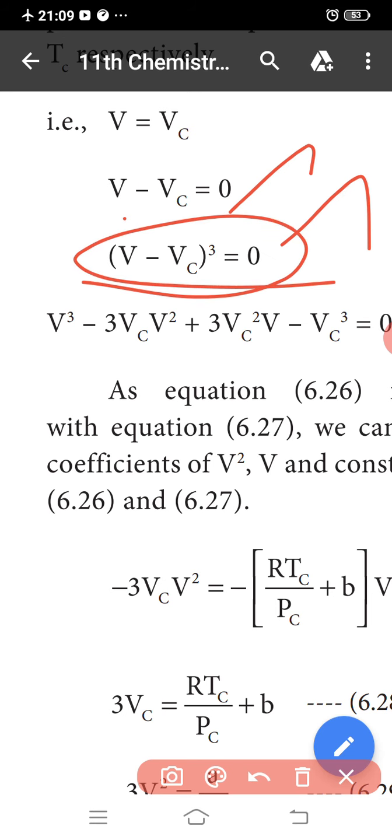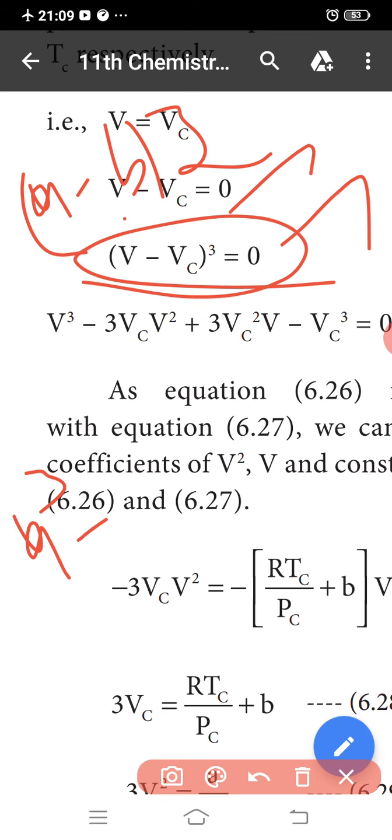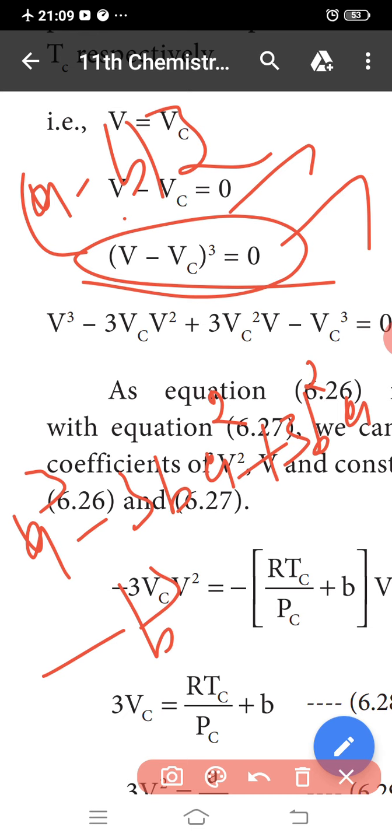This is the (A − B)³ format, so apply the (A − B)³ formula: A³ − 3A²B + 3AB² − B³. Here A is V and B is Vc. So we get V³ − 3Vc V² + 3Vc² V − Vc³ = 0.